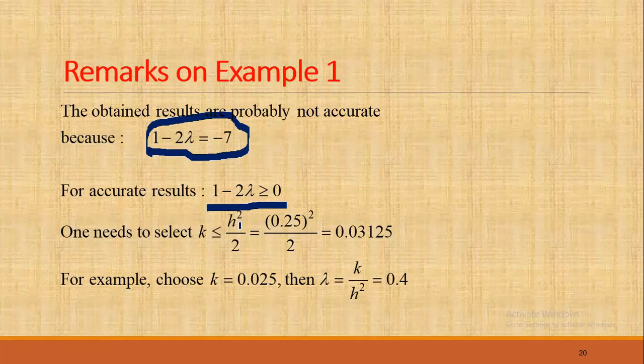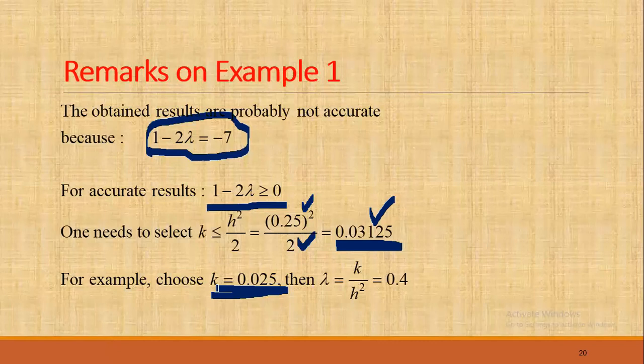So how do we choose the values? If we consider h is 0.25, then 0.25 squared divided by 2 gives 0.03125. So the k value must be smaller than h squared by 2, that means smaller than 0.03125. So if we choose k as 0.025, then our solution will be accurate.